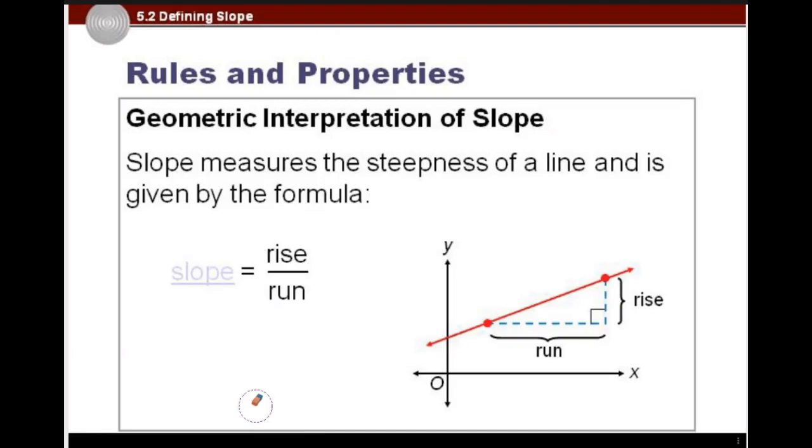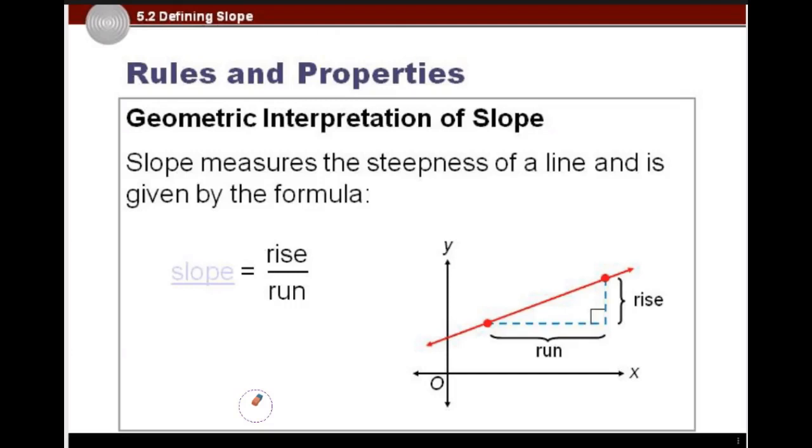So, when we say rise over run, this is what we're talking about. Some of you know this well. Some of you, this might be a little confusing. So here's a drawn out diagram of it. Slope is the steepness of a line and is given by the formula rise over run.